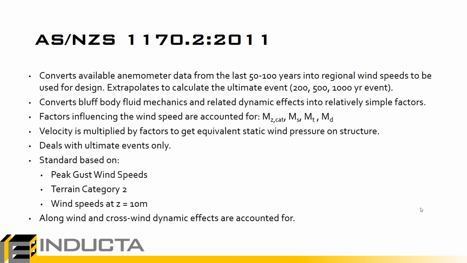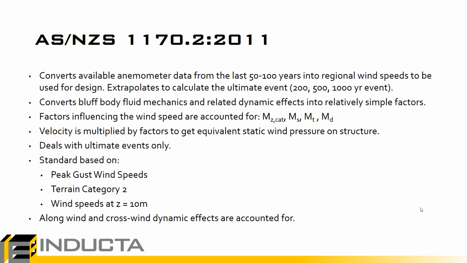So it's important to note that our code only deals with ultimate events. The code does not deal with serviceability wind events. So, for example, service wind speeds affecting the usability of our structure, the comfort levels of particular sections of our building. The wind code does not consider that. Only will our structure be okay, will it stand under that particular wind load.